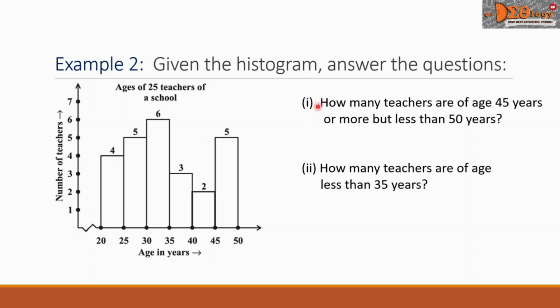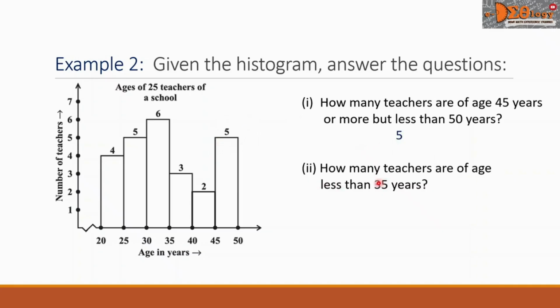Now let's answer the first question. How many teachers are of age 45 years or more, but less than 50 years? This question corresponds to the last box, from 45 to 50, and the frequency is 5. So the answer here is 5.